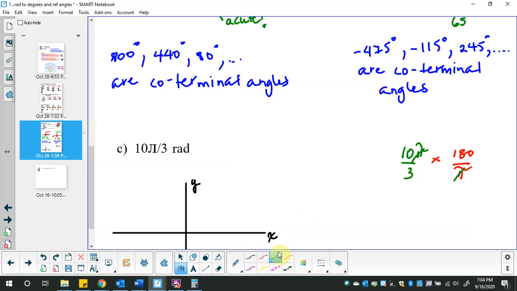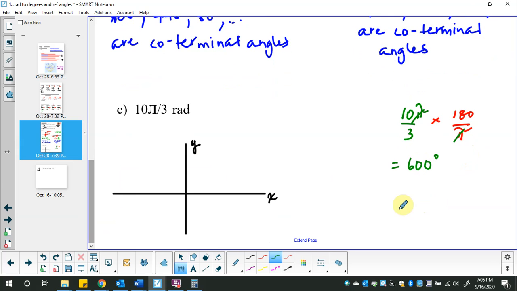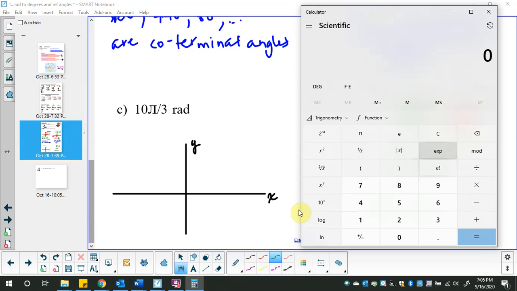I know that 180 divided by 3 is 60. 60 times 10 is 600. Or this is 1,800 divided by 3 is still 600. And that's 600 degrees. And this is all scribble land, so I don't care if you do this on your calculator, in your head, on paper. 600 is kind of useless to me. I'm not sure where that is. I'm going to minus off 360 so that I can get myself a coterminal angle. And that's 240 degrees.